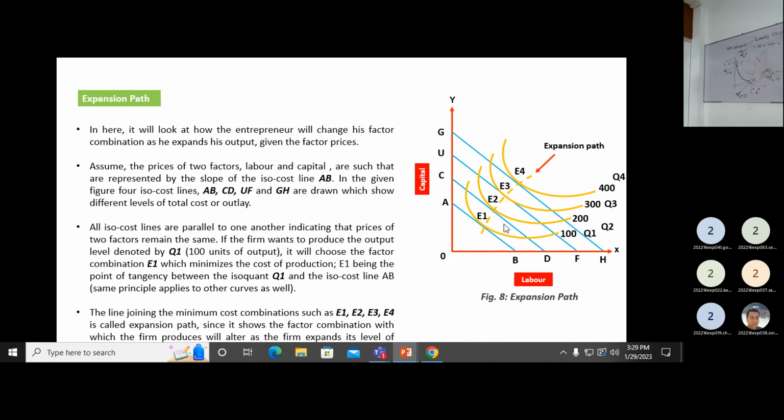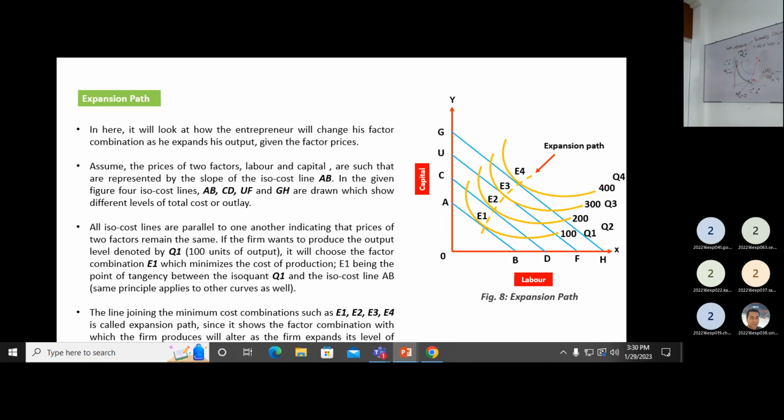Now, why is there an equal distance between these isocost curves? What could be the reason? That is isoquants. Now here, isocost. You see the gap is the same because the factor prices are the same. Clear?